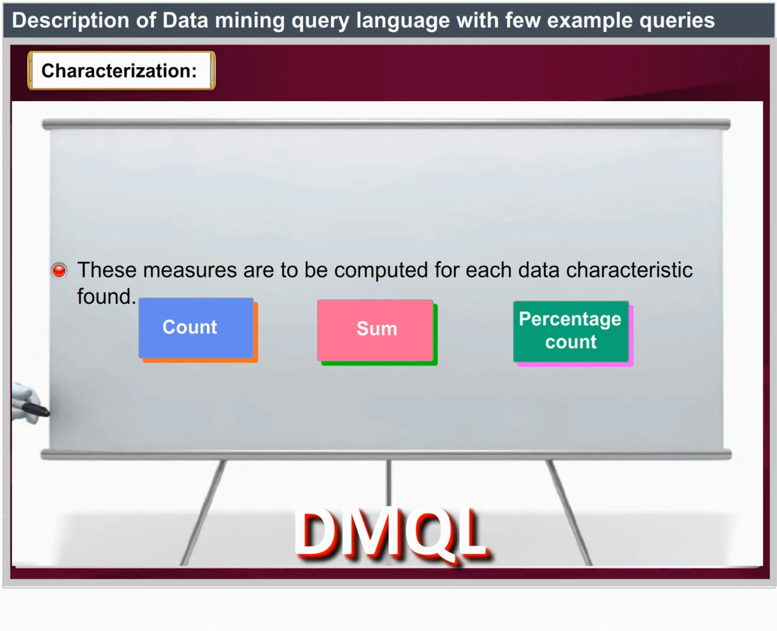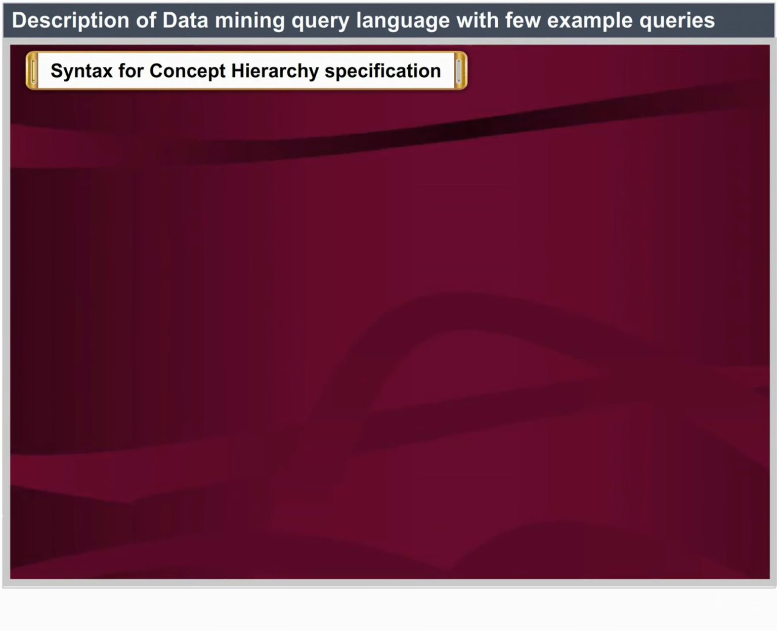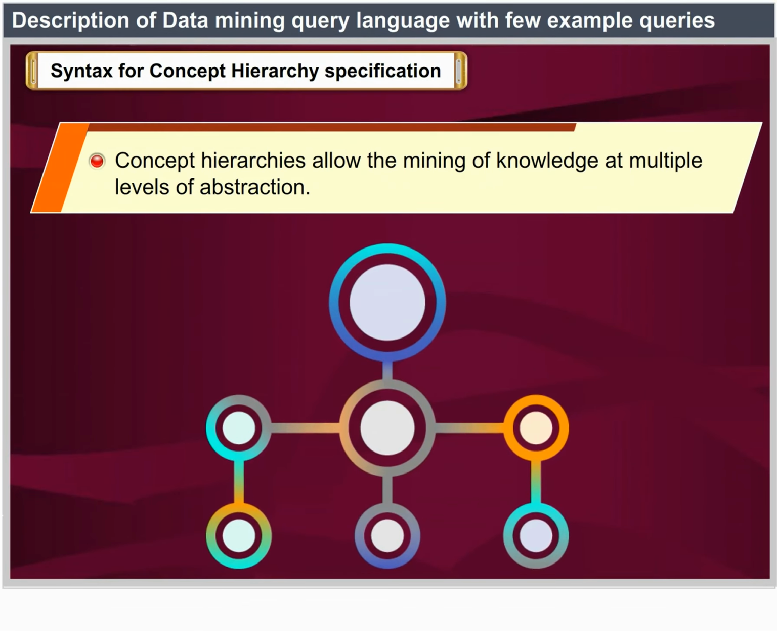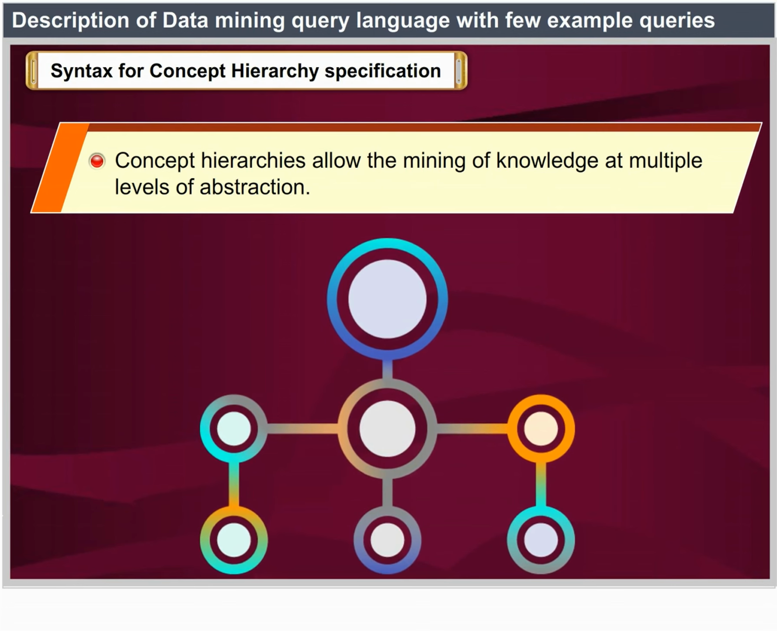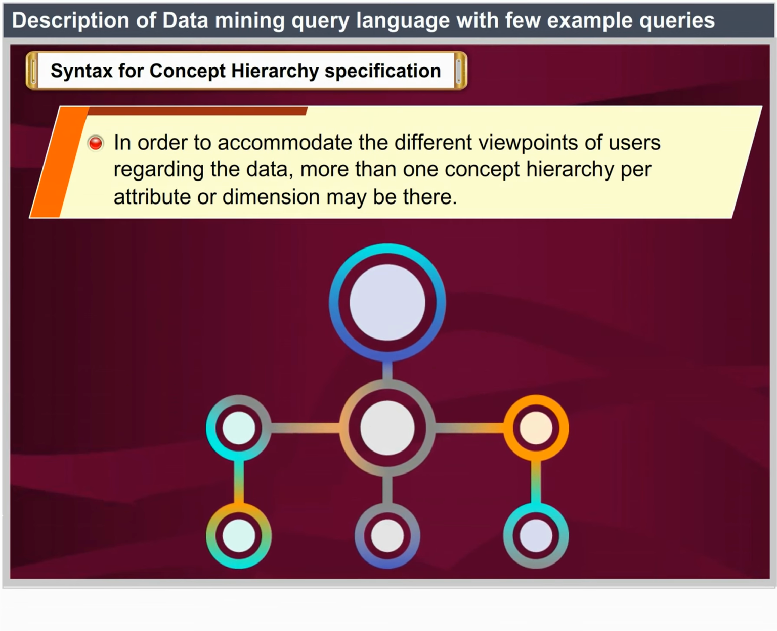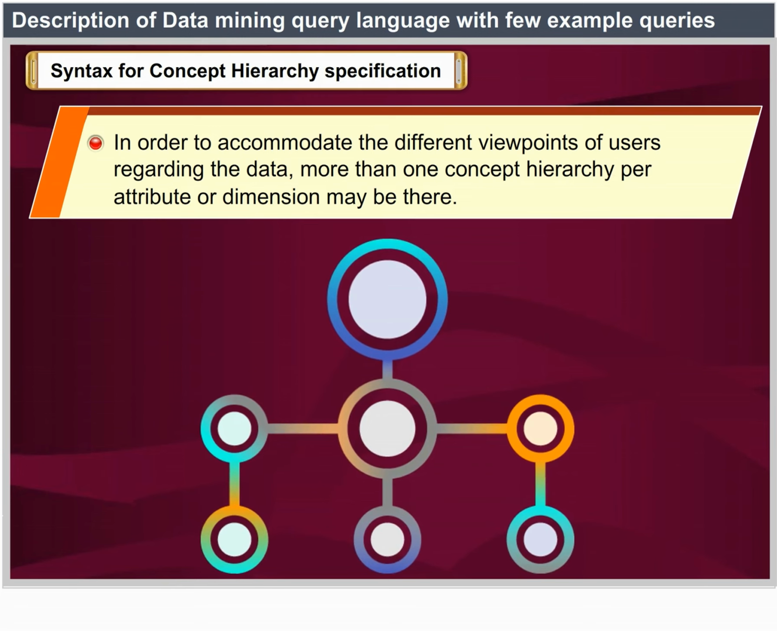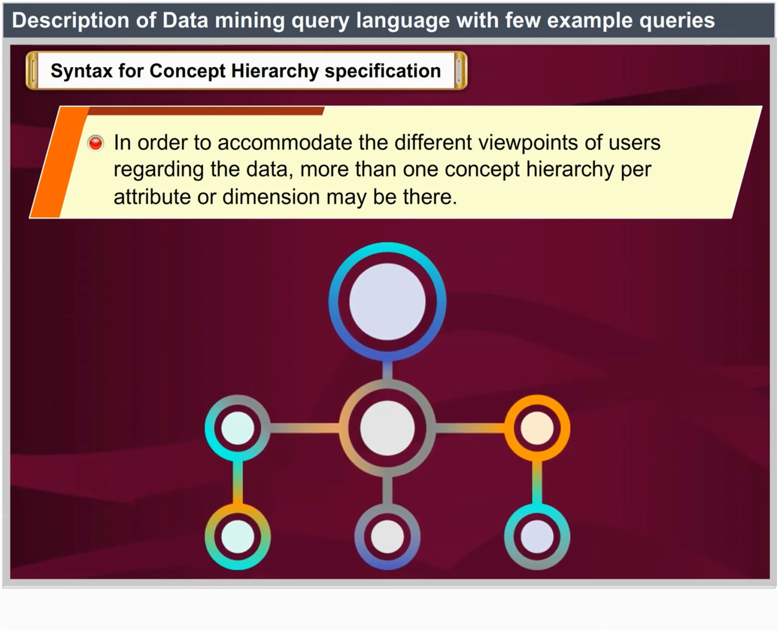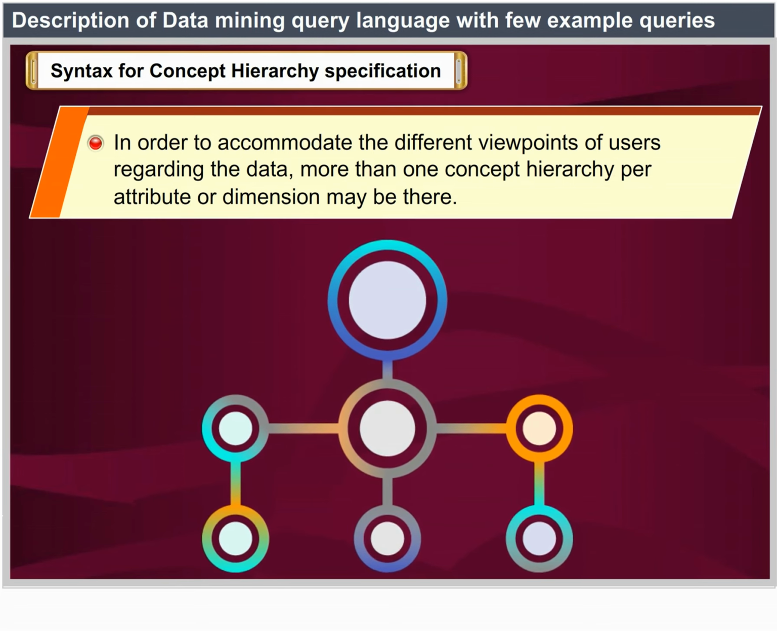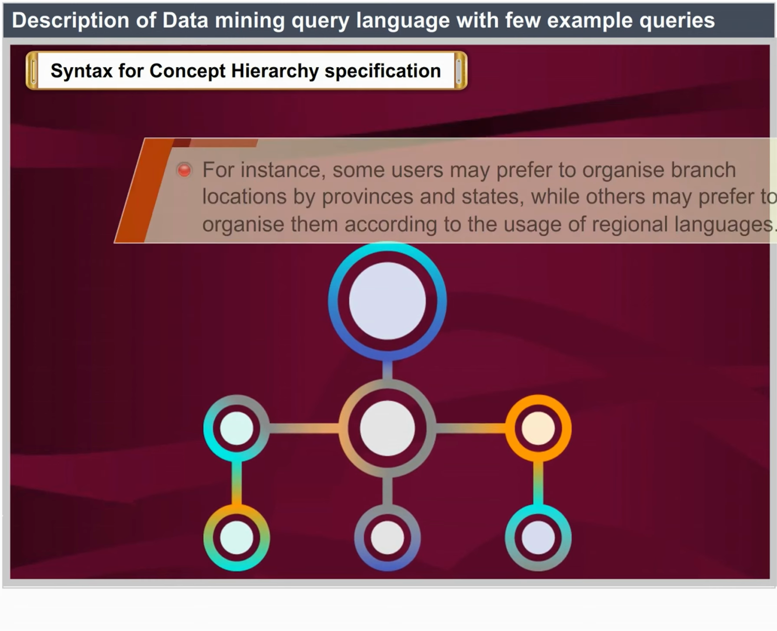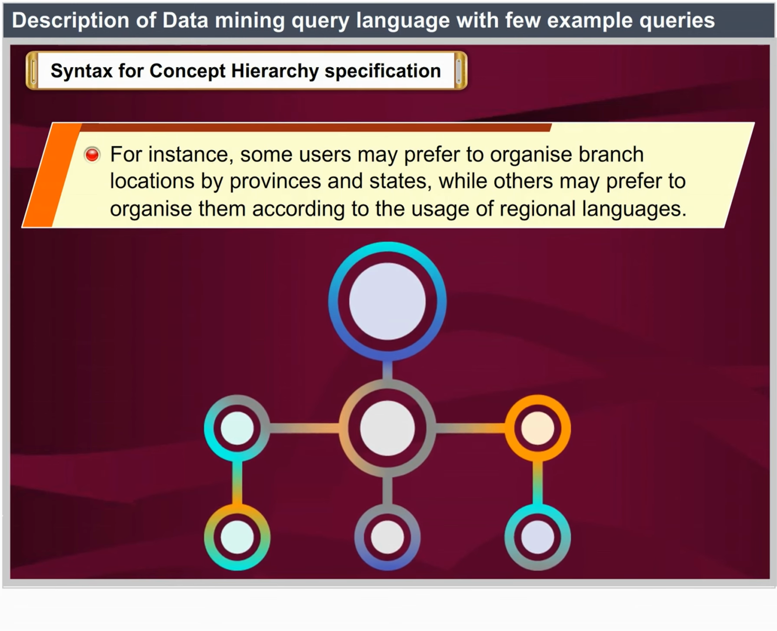Syntax for concept hierarchy specification. Concept hierarchies allow the mining of knowledge at multiple levels of abstraction. In order to accommodate the different viewpoints of users with regard to the data, there may be more than one concept hierarchy per attribute or dimension. For instance, some users may prefer to organize branch locations by provinces and states, while others may prefer to organize them according to languages used.